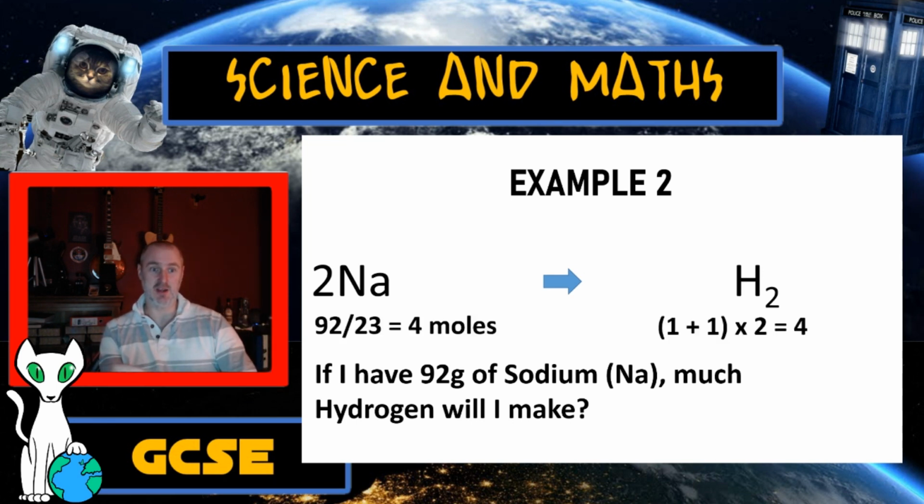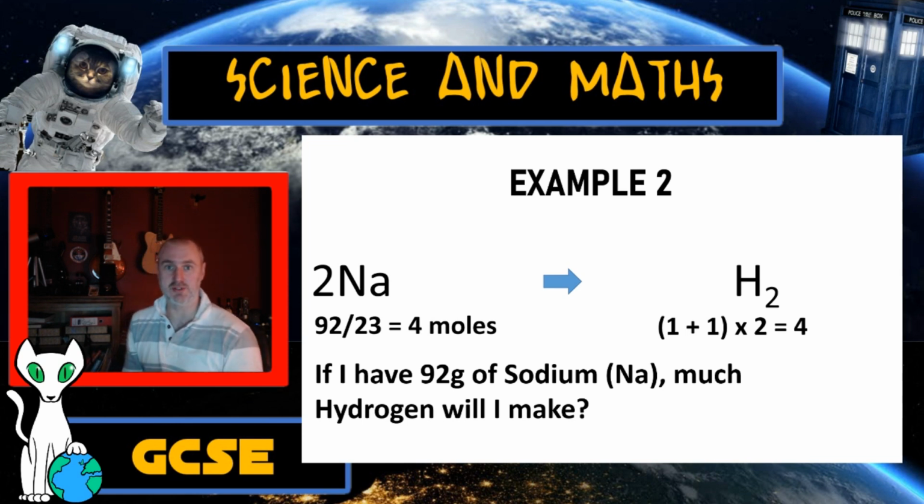Now we've already seen that we have 4 moles of sodium. 92 divided by 23 gives me 4 moles, which means we're only going to have 2 moles of hydrogen. It's a 2-to-1 ratio. So hydrogen has a mass number of 1, but this is H2, it's a molecule. So the mass of 1 mole of hydrogen gas is going to be 1 plus 1, that gives us 2. Times 2, which is the number of moles we've got, is going to give us 4 grams.